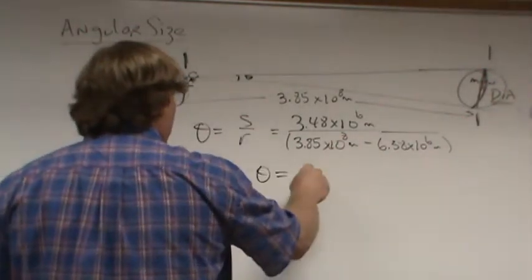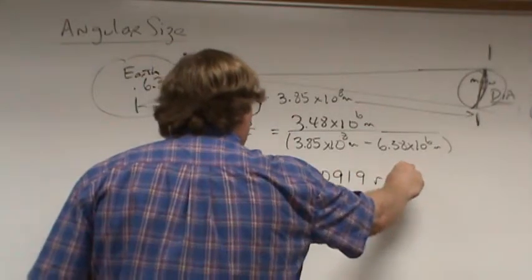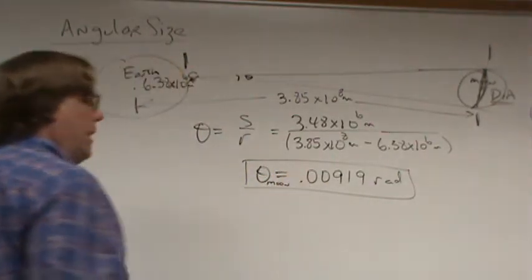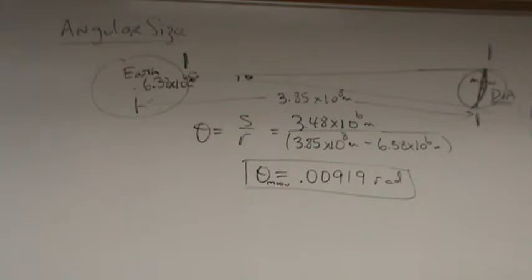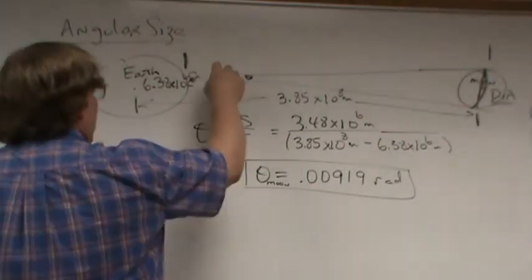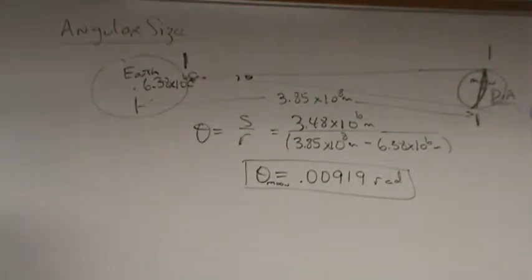But anyway, this ends up being 0.00919 radians, just believe me. That's the angular size of the moon. And I think it turns out that if you held a penny in your hand at arm's length, then the angular size of that penny would be the same as the angular size of the moon. They both subtend the same arc. If you held that penny right there, then the angular size of the penny would be the same as the angular size of the moon.